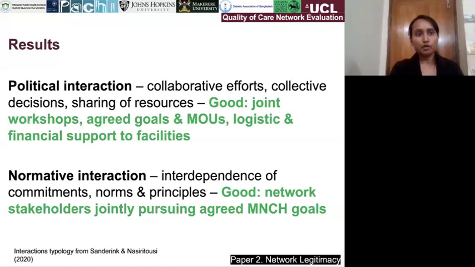Well, we found political and normative interactions were good. Actors jointly organized workshops, agreed goals and signed MOUs, and provided logistic and financial support to facilities, which were the indicators of good political interaction. Normative interactions were also good as they jointly pursued agreed MNCH goals. Next slide, please.